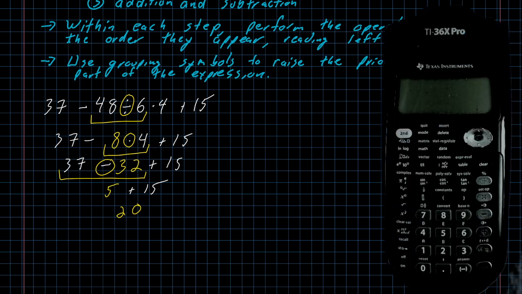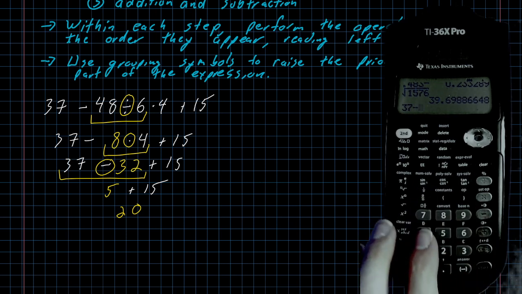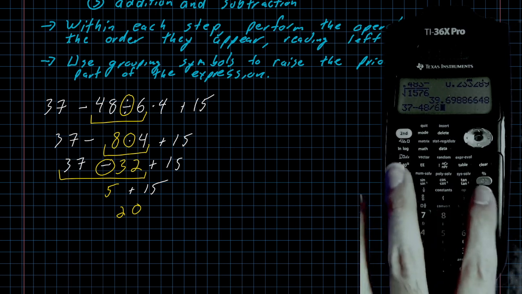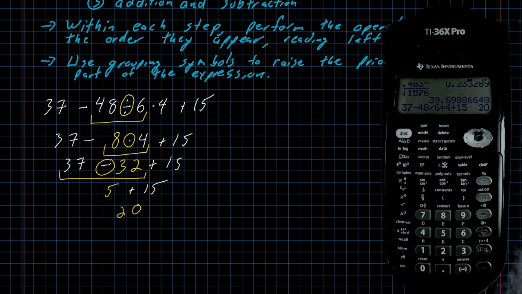As I have said previously in this course, I don't want to ignore the elephant in the room. Calculators exist. I know that you all have a calculator, and we're going to use them quite extensively. And yes, if I type in 37 minus 48, divide by 6 times 4 plus 15, my calculator tells me that the result is 20. I don't have to do any thinking at all. Then why am I bothering?